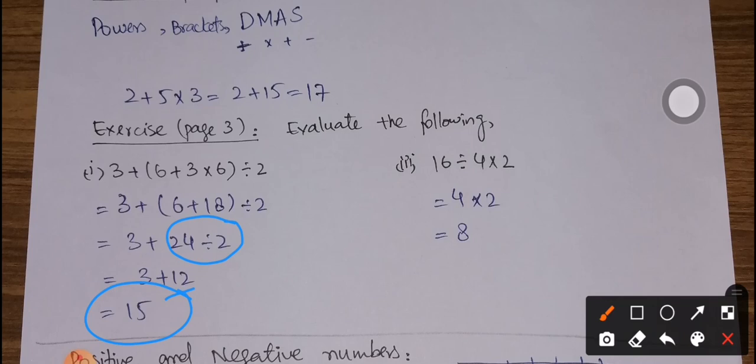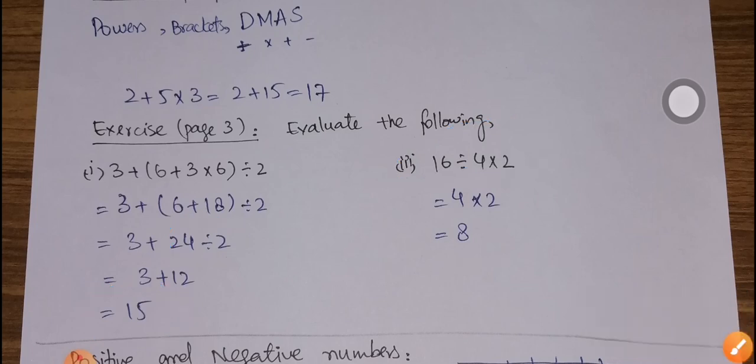So we have question number 3, 16 divided by 4 into 2. By the DMAS rule, we are going to divide first and then we will multiply. So 16 divided by 4 is 4, 4 into 2 is 8. So the answer is 8 over here.